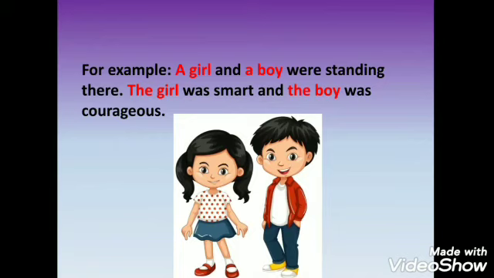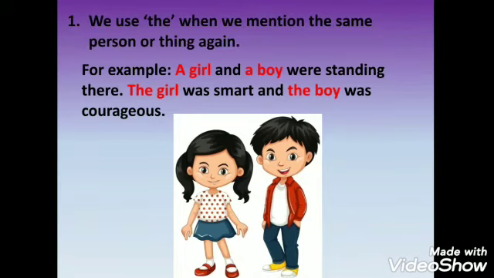As while learning the uses of A and AN, we got the idea that we use A or AN when we talk about a person or thing for the first time. Therefore, if we mention the same person or thing again, we use THE. So we get our first point. We use THE when we mention the same person or thing again.